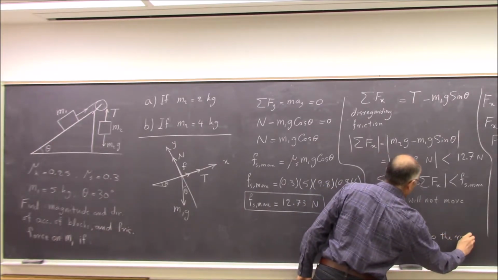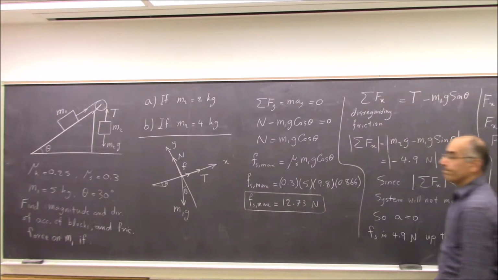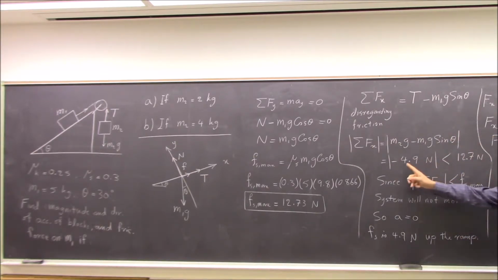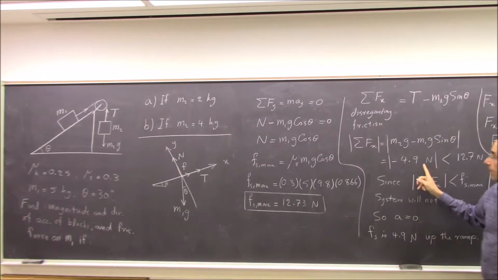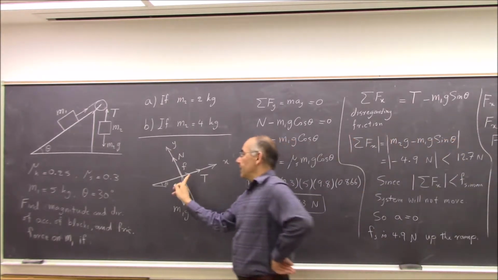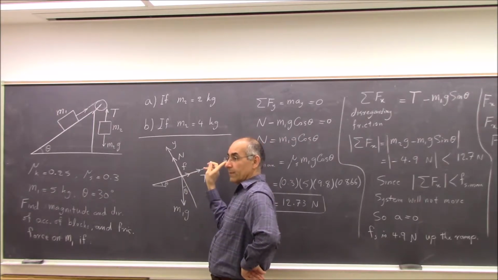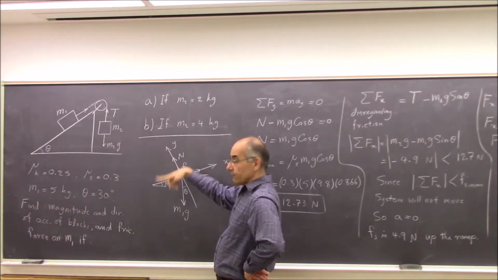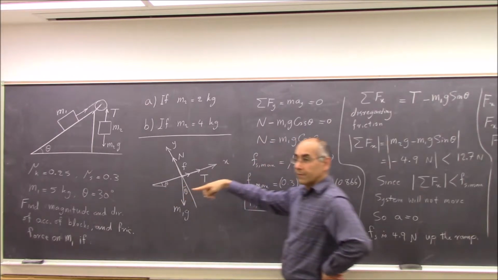Wait, how do you realize that it's 4.9 Newton up the ramp from that place? Yeah. So the sum of all the x components became negative 4.9 Newton, and it became negative because we consider up the ramp as positive. That means that the sum of the x components is 4.9 Newton down the ramp, right?